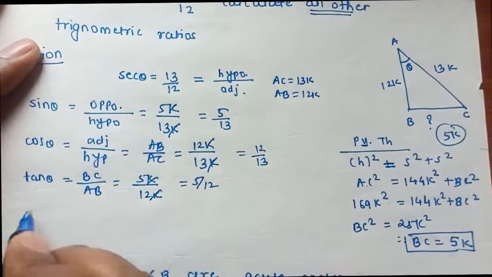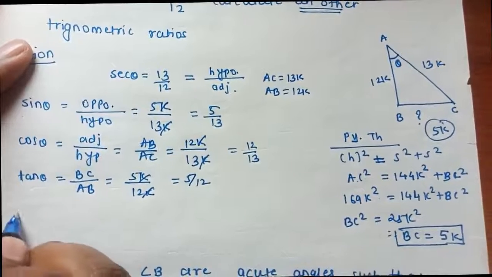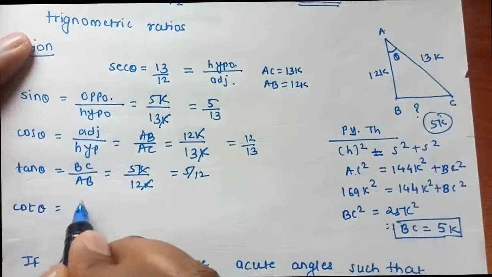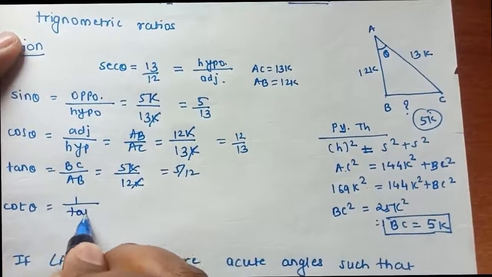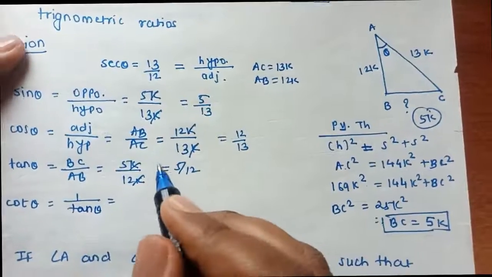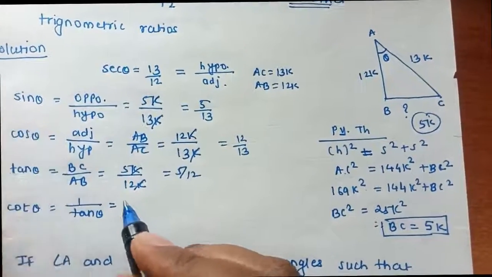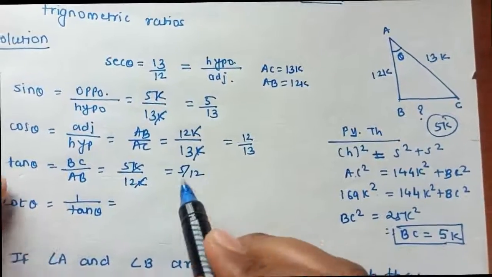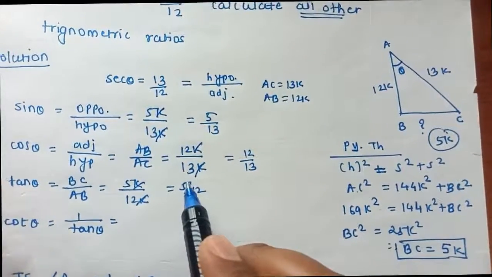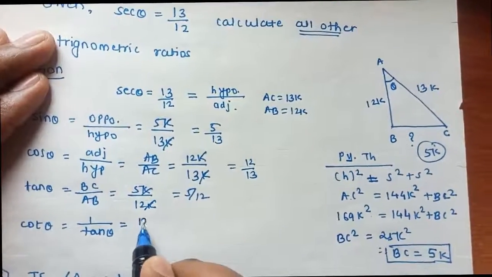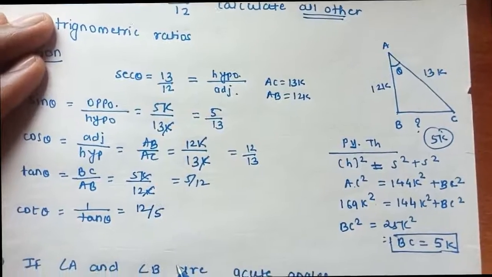Now next is cot theta. See, cot theta का formula is 1 by tan theta also. That means जो भी tan theta का formula है उसका reverse, or you can say 1 by tan theta. Tan theta is 5 by 12. अगर मैंने उसका reverse किया तो my answer will be 12 by 5.